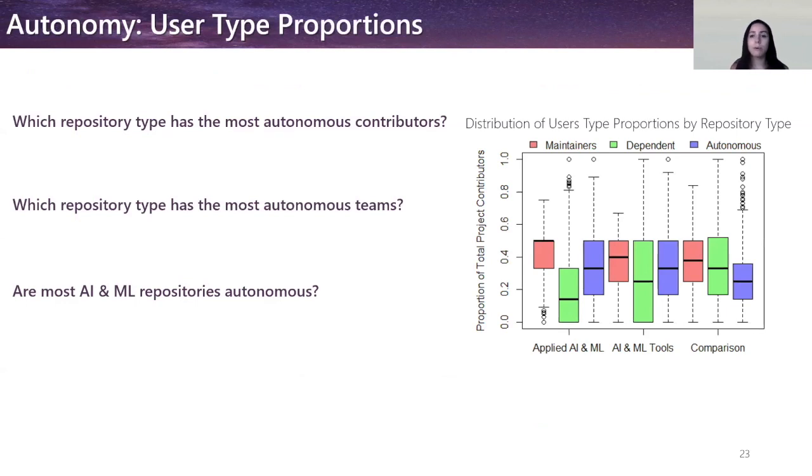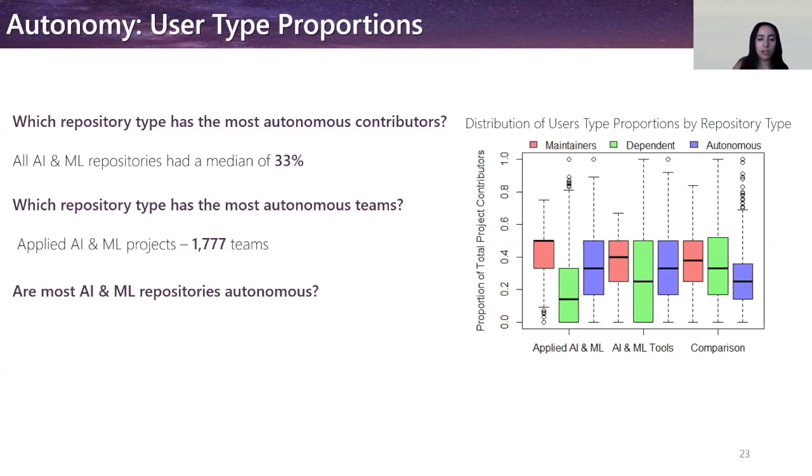So for user type proportions, we have the distribution of user type proportions by repository type. And all of the AI and ML repositories had a median of 33% autonomous contributors, and applied projects had the most autonomous teams. The applied AI and ML project group in our data set had 1,777 autonomous teams. However, most of the AI and ML repositories were not autonomous.